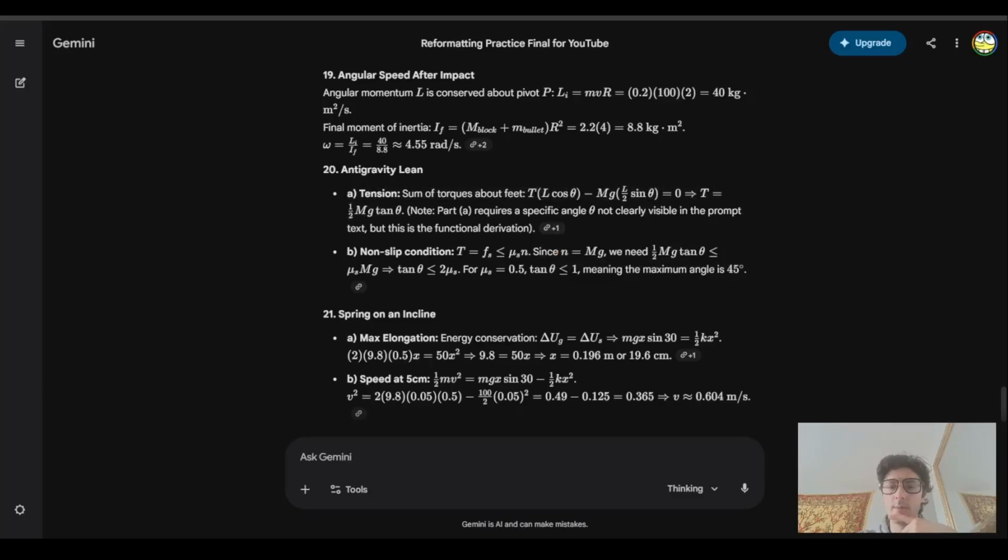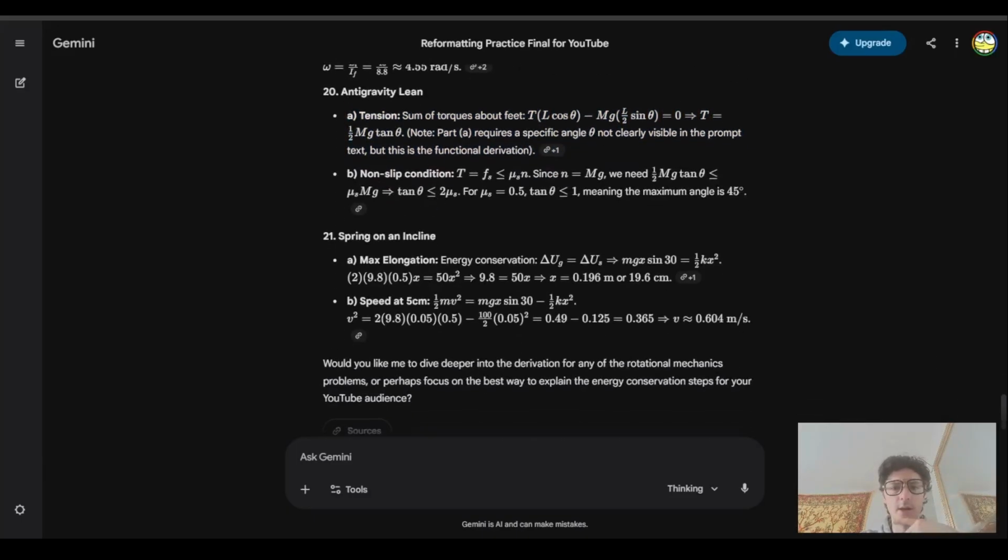This is what I mean by AI makes mistakes. They use L in their problem when L was not given to you, and then they say part A requires a specific angle theta, which is not clearly visible in the prompt, but I don't think theta was given. So the way Gemini is solving this problem is incorrect. Non-slip conditions, I don't know.